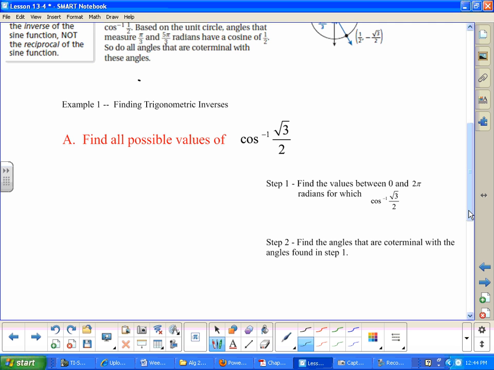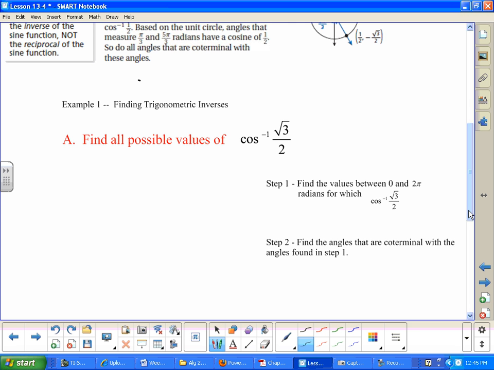So we're going to find trigonometric inverses. So here, example 1a says find all possible values of inverse cosine square root of 3 over 2. There's two steps to this. The first step is find all instances that occur between 0 and 2 pi. In other words, in most of the cases we'll be looking at, we're talking about the unit circle.